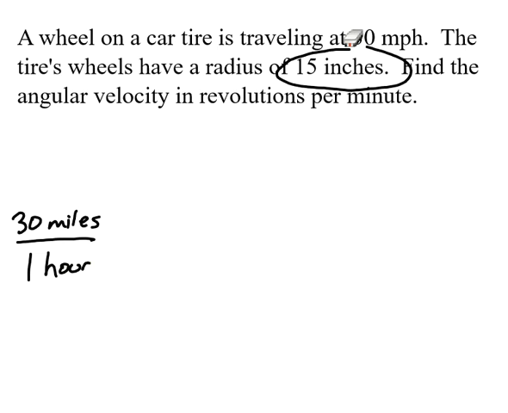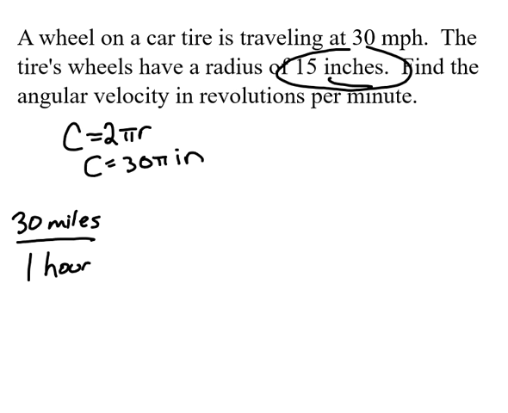So we need a couple of things here. I need to know what the circumference is. So if my radius is 15 inches, that tells me my circumference is 2 pi r. And so we're going to have 2 times pi times 15, or 30 pi. And the unit on that is inches. It's really important that we note what the unit is because we're starting with miles.